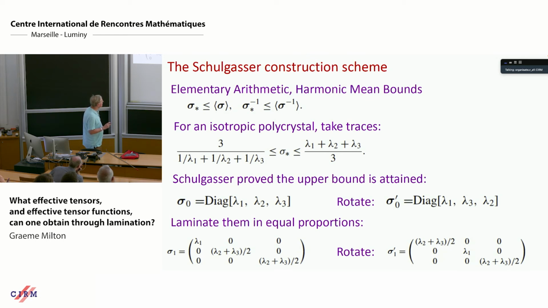One of the simplest lamination schemes, which shows what one can get, is something Schulgasser came up with in the late 70s. Actually, I thought this was the first example of someone using these layered materials. But using variational principles, it's easy to see that the effective conductivity is bounded above by the mean of the conductivity.